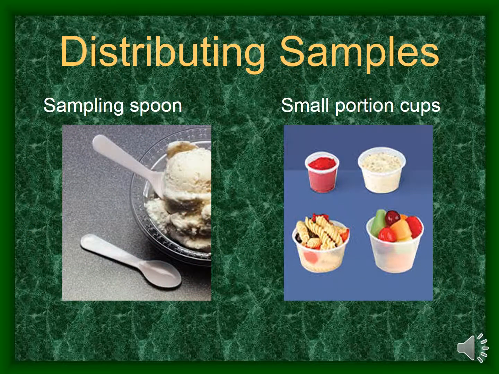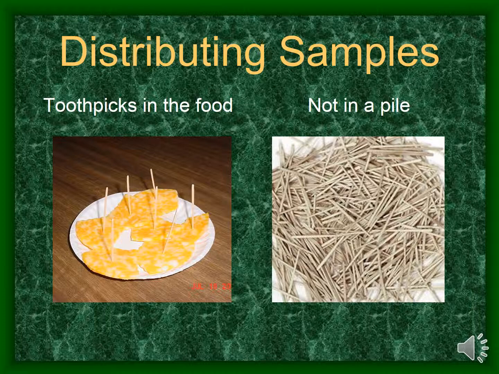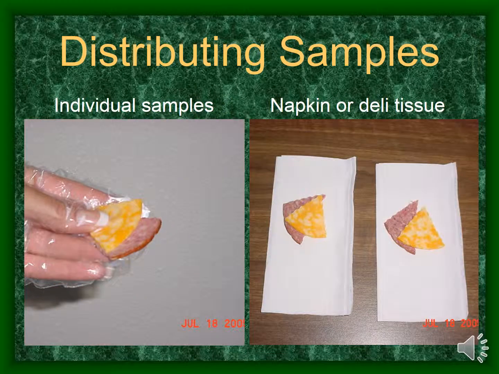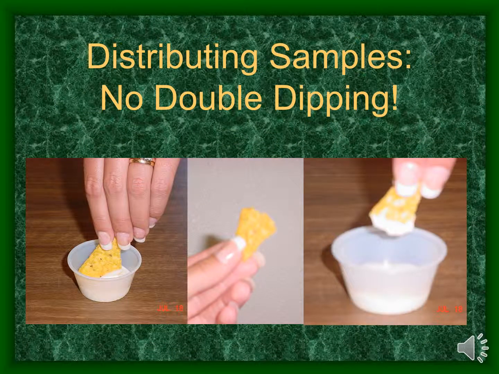The next food preparation process involves distributing samples to the public. It is important to distribute samples in such a way so that the samples are not contaminated by the consumers or by the persons dispensing the sample. You can use things like sampling spoons, small portion cups, toothpicks stuck into the food. Do not put the toothpicks just in a pile where people can touch all of the toothpicks that other people will use. You can also hand the customer an individual sample or put individual samples on a napkin or piece of deli tissue. Make sure that if you are sampling things such as dip, that your customers are not double dipping.